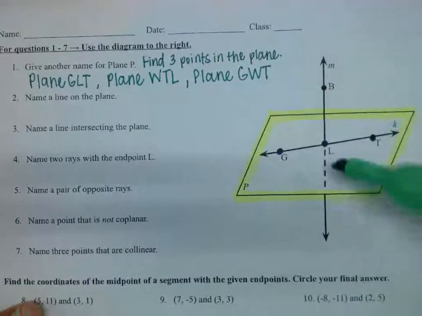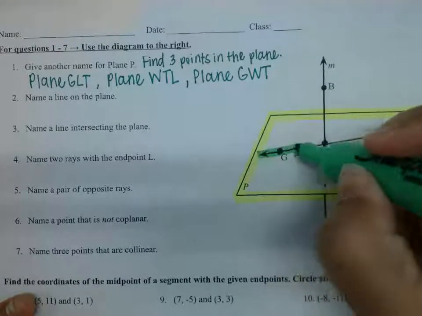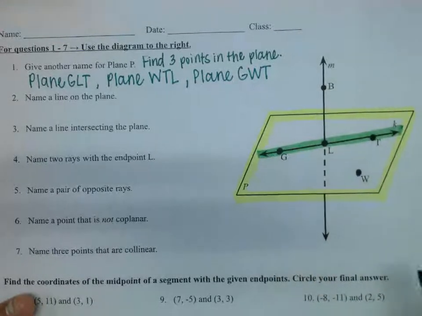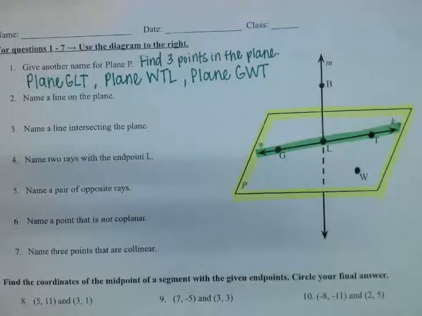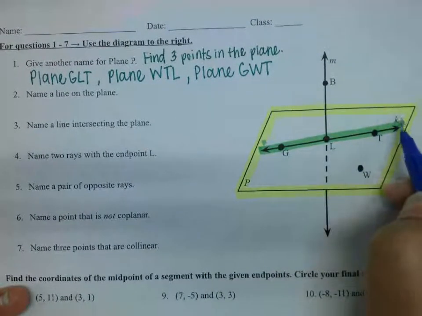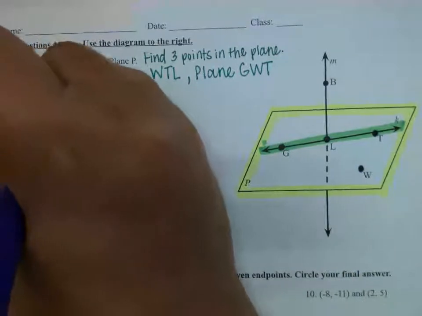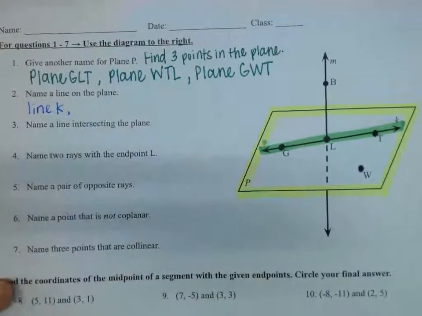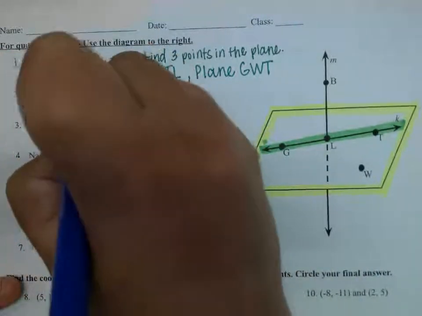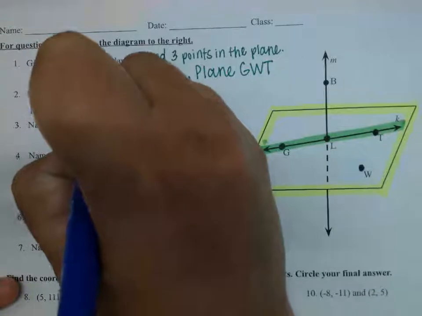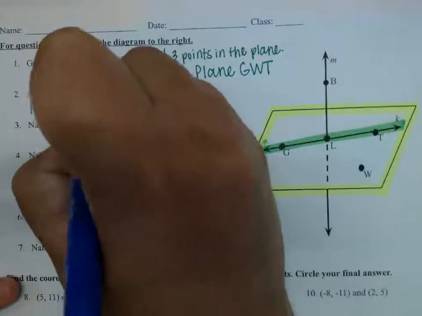All right. There is line K. So you would write line K. Or you can call it line G to T. Instead of writing the word line, you write G, T with a line over it, and you have to have arrows going both ways because that represents a line. Or you can write TG.